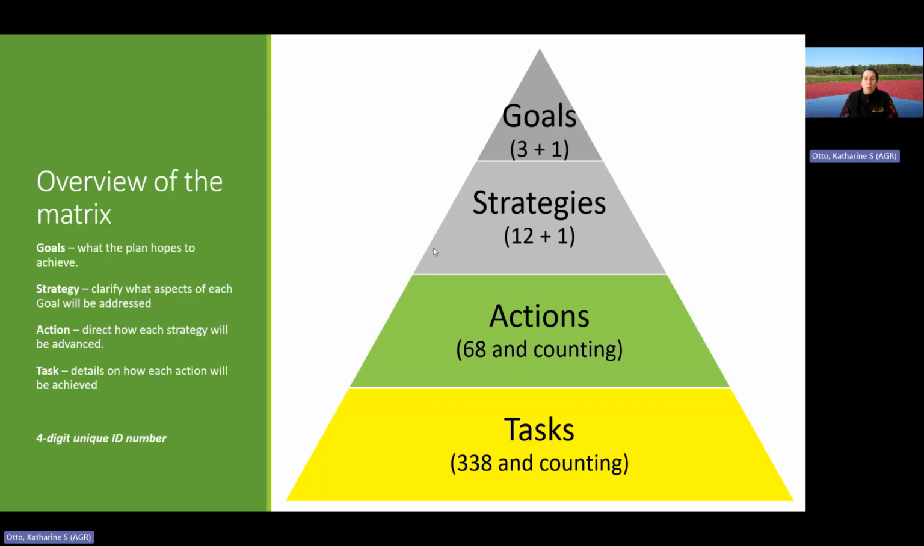Just to start, a little bit of an orientation. The matrix itself contains the goals, strategies, actions, and tasks which came out of the 2023 plan. As you can see on the screen, there aren't that many goals because we're keeping it at that high level. Those goals being farmland protection, access, and viability. And then we're looking at strategies, and then you're looking at actions.